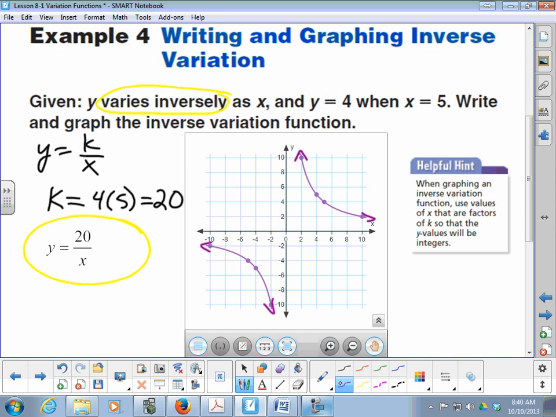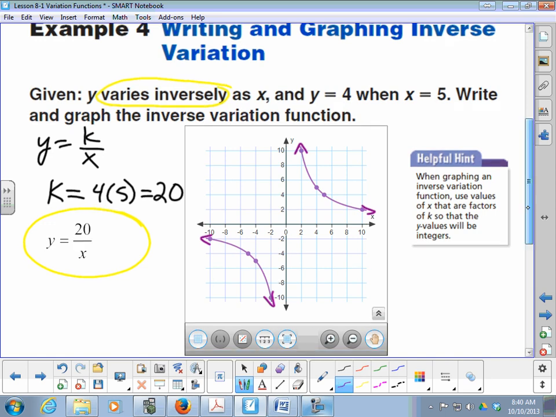If I get a negative 20 here, or k is a negative value, then my graph's going to be in, which quadrant is this one up here? Second and the fourth, okay? All right. Second and the fourth. All right. Go to that one.